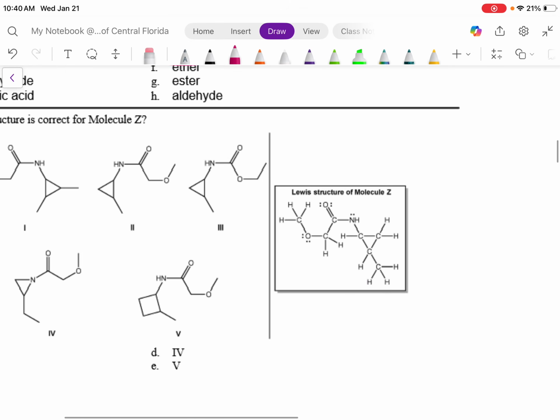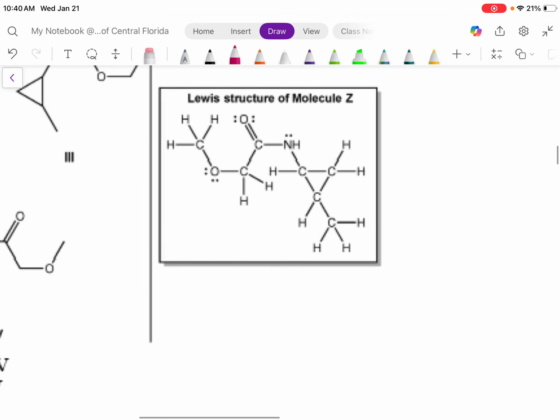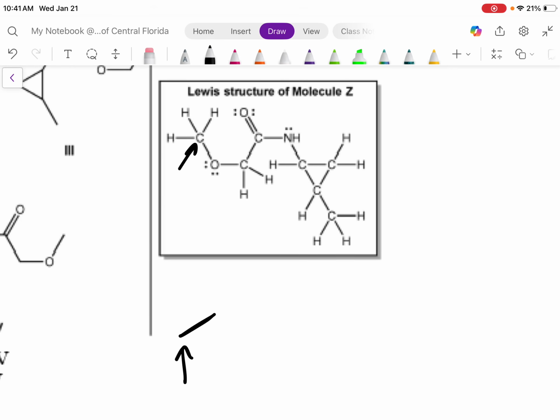Okay, Lewis structure here. So the way I do this, I kind of just take it one piece at a time. And so I'm going to start right here on this carbon. And I'm just going to draw a zigzag. So where's that carbon in the zigzag? It's right there. And I can see that the carbon is connected to an oxygen atom. So I will just draw in an oxygen atom. That oxygen atom is connected to another carbon, so I'll do a zigzag down. So maybe we should number these.